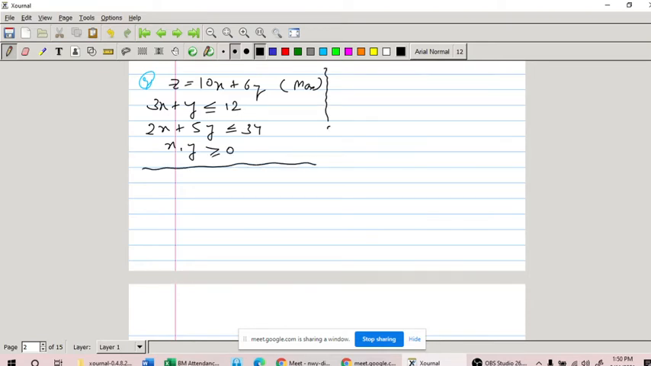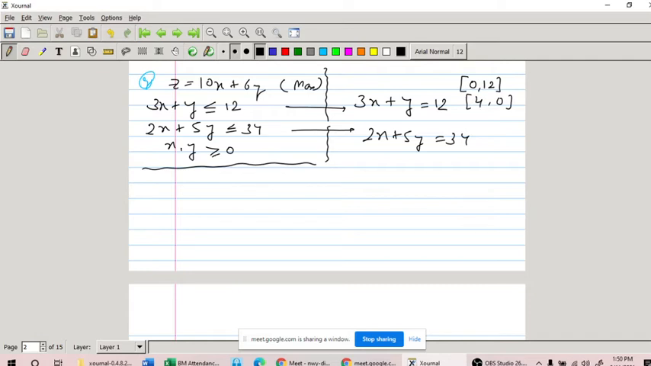So what we do, we try to formulate them on a graph. First we make a normal equation by removing the inequality, and you try to plot it on a graph. How? Simple. You put x as 0, you'll get the value of y as 12. You put y as 0, you'll get the value of x as 4.